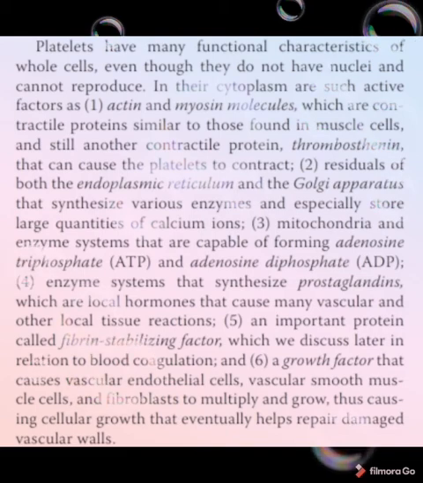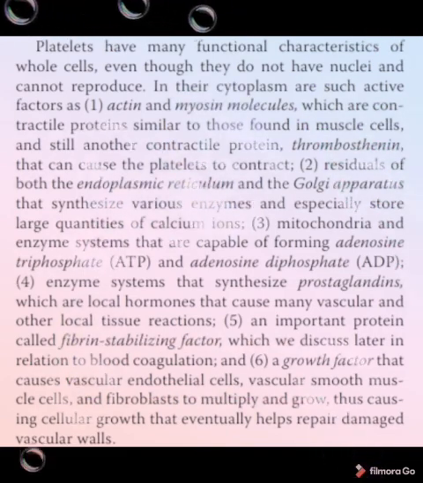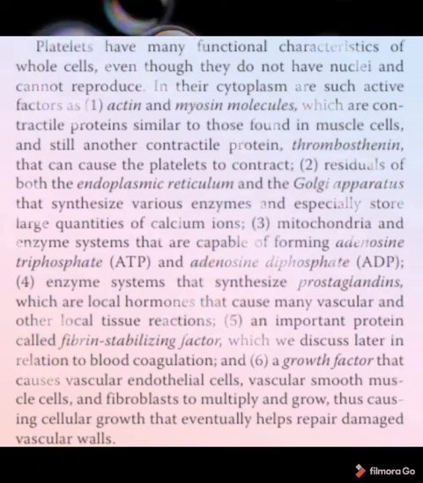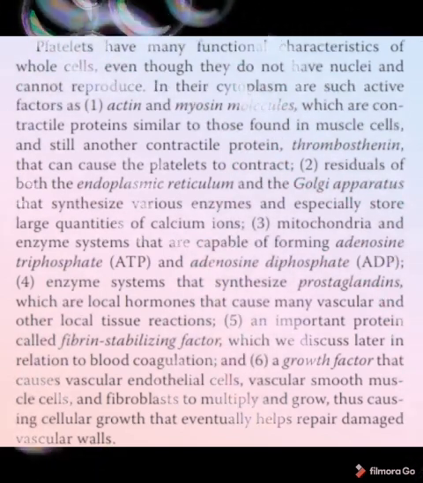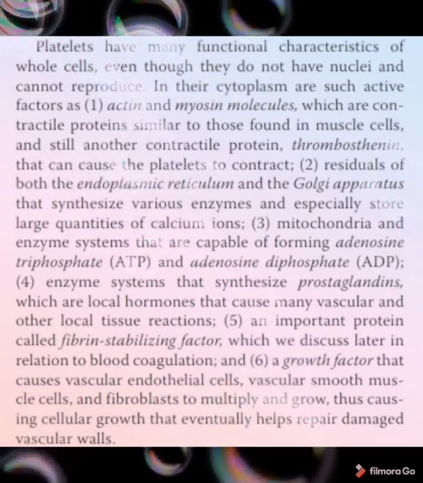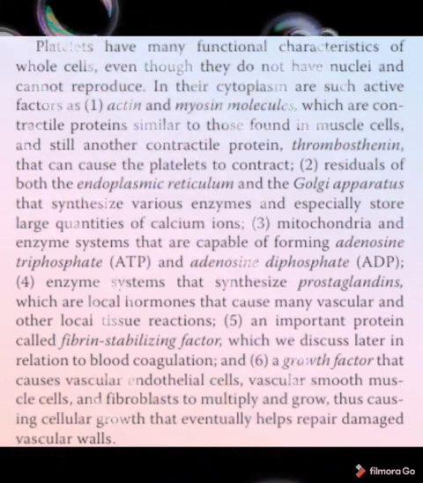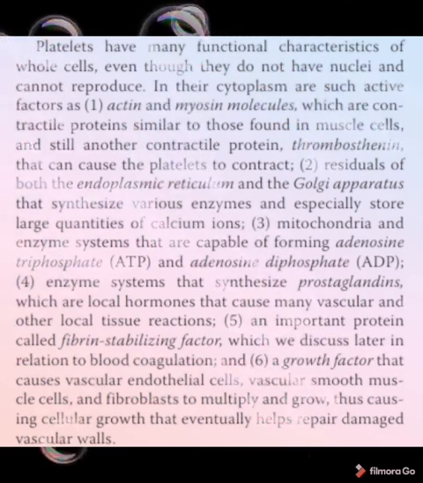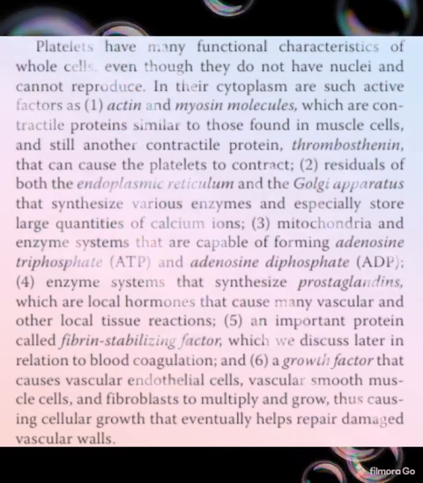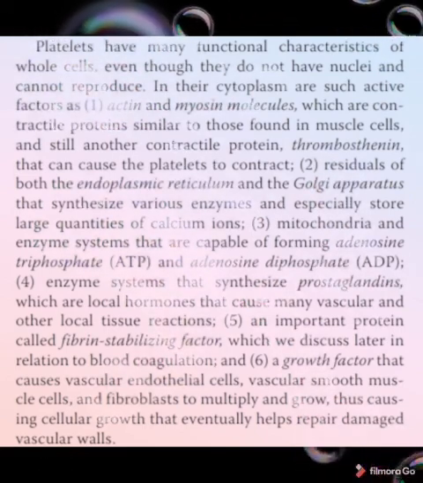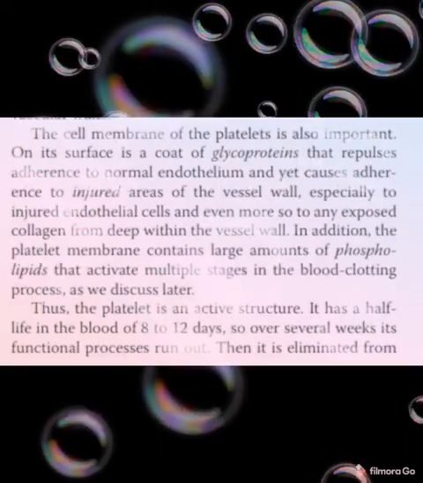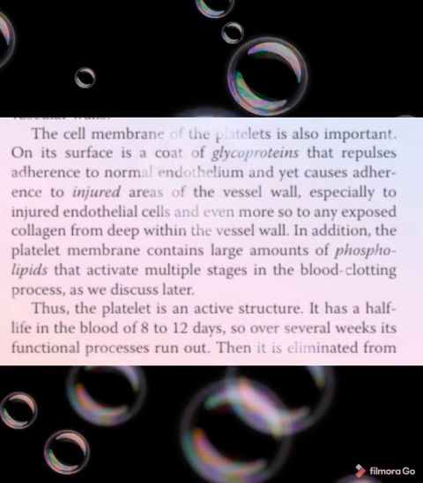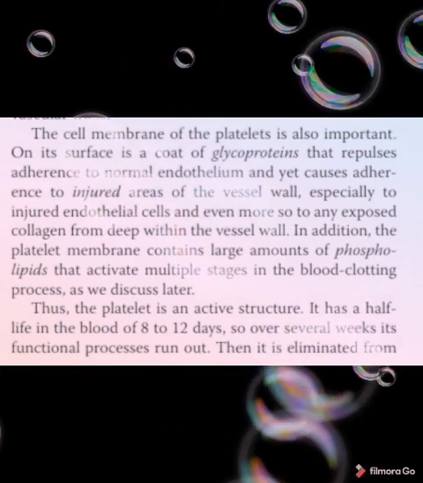The third is the synthesis of ATP and ADP by the mitochondria in the cytoplasm. And the enzyme system also synthesizes prostaglandins and fibrin stabilizing factor, which is responsible for blood coagulation. And also certain growth factors are present in the platelet, which are responsible for the repair of the damaged vascular wall. Now we saw the cytoplasmic content, and now we will be seeing the membrane of the platelet.